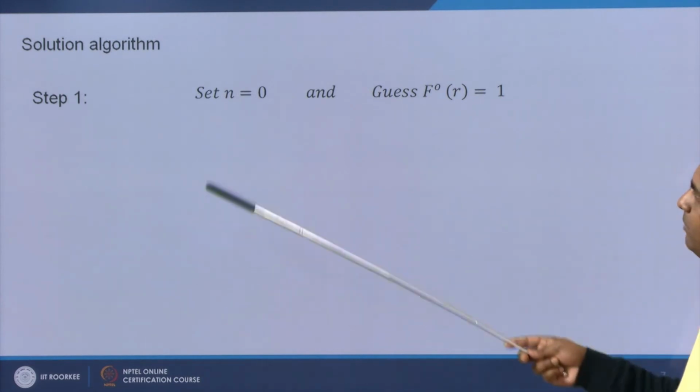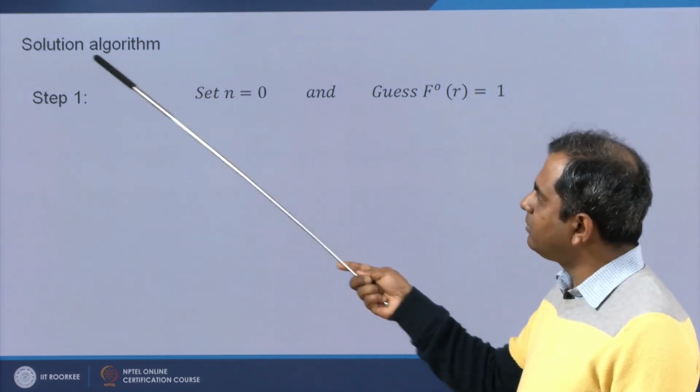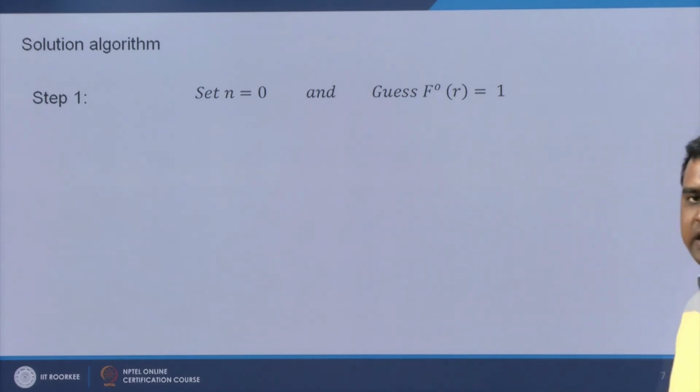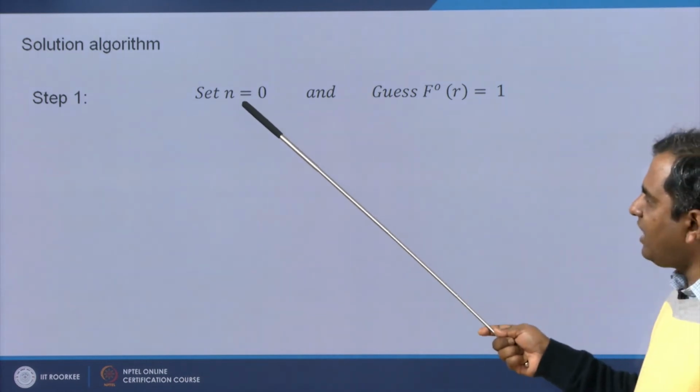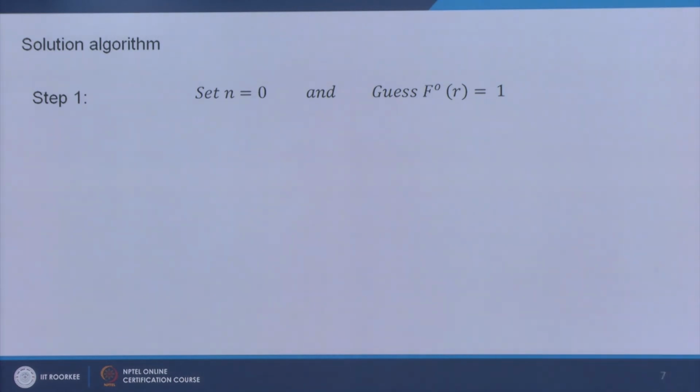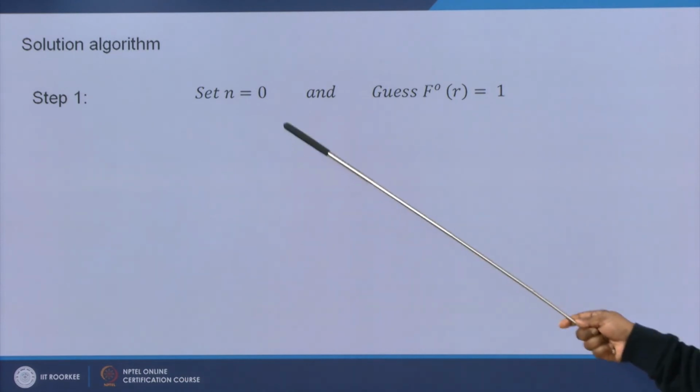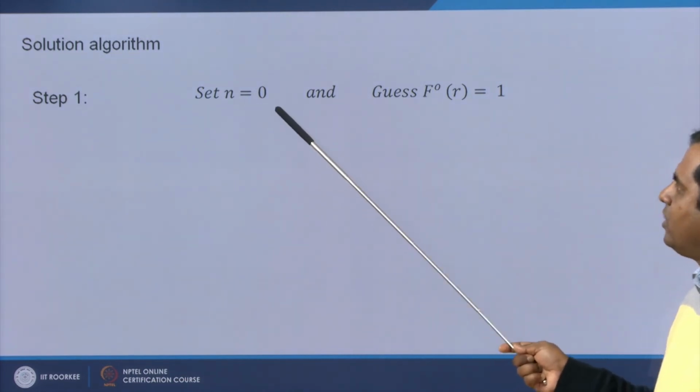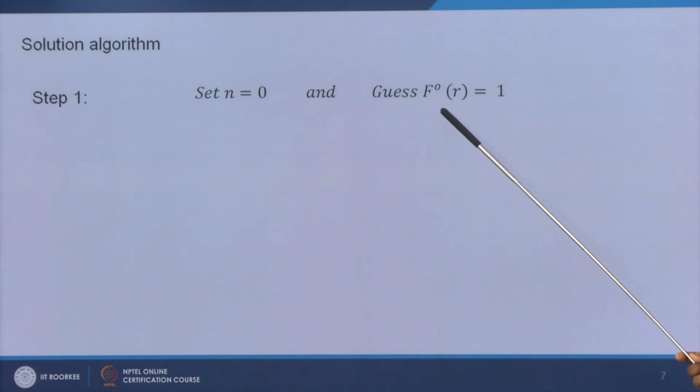Here I will be presenting you some solution algorithm. In the solution algorithm, at the beginning, as I have mentioned, we have to start from some initial guess. So, we set some parameter n, let us say n determines the step of your guess. So, set n equals to 0 and let us guess the value of f.